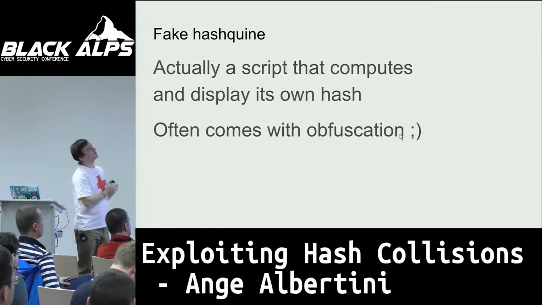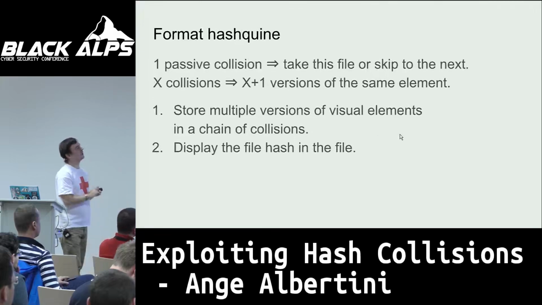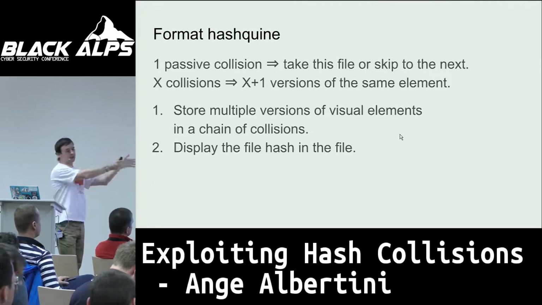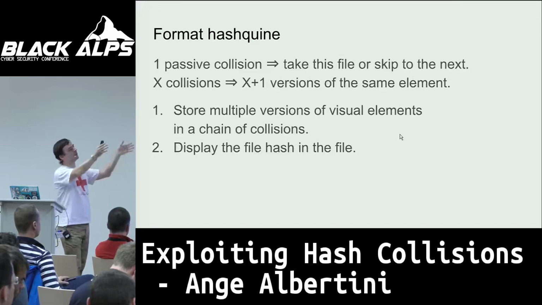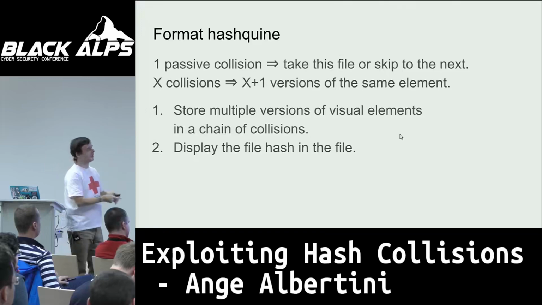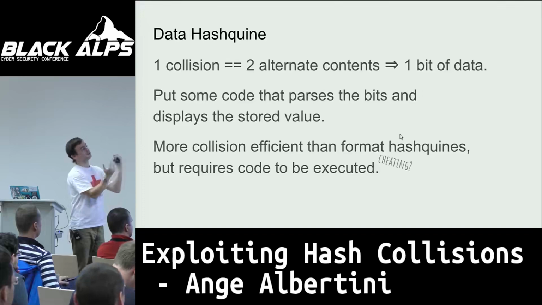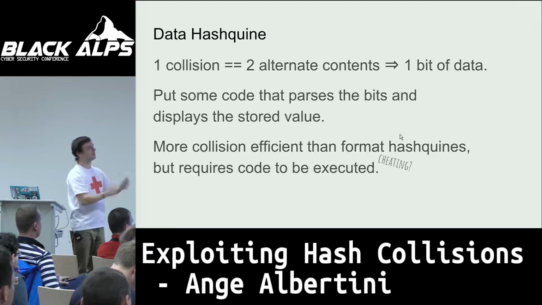So a fake hashcoin is just a script that computes the hash, basically faking it, and often comes with obfuscation. If you use a format hashcoin, then basically a collision is like either take this file or take the next one. So if you add X collisions, you can have X plus 1 versions of the same element. And then you change the content so that the right element you wanted to display is rendered. Data hashcoin is where you actually have 2 alternate contents of the same thing. So you can use this as 1 bit of data. Then you can put some code that will parse it and display. It's more efficient, but it requires some code to be executed.